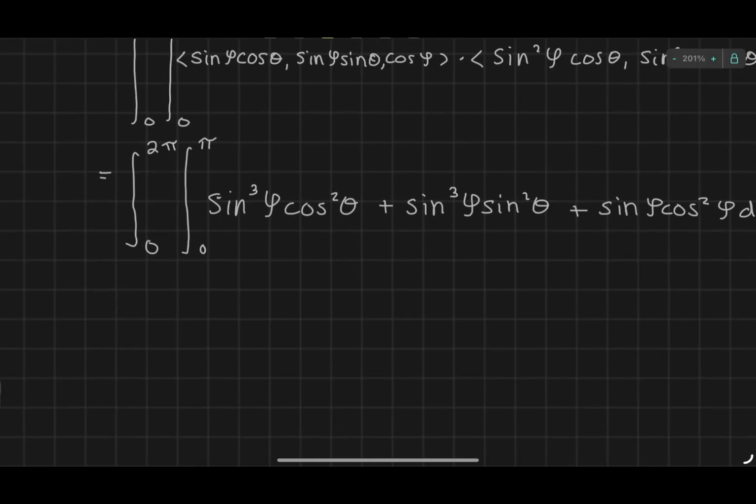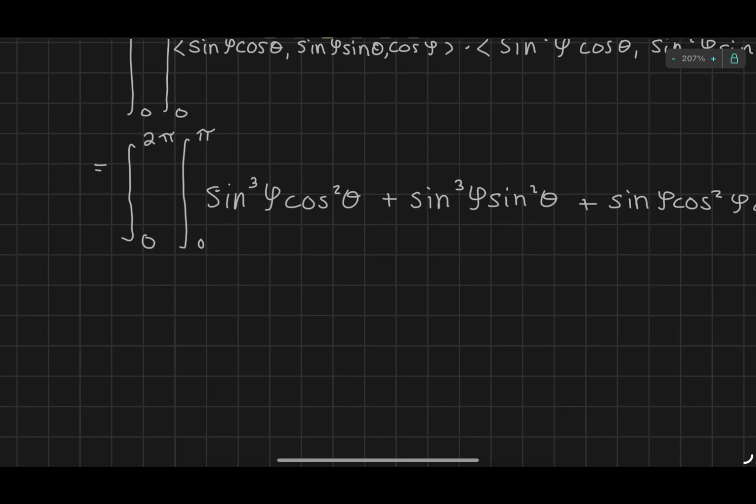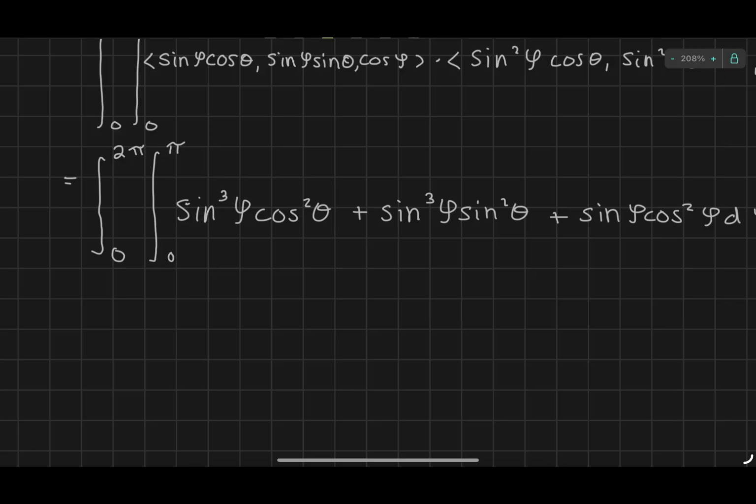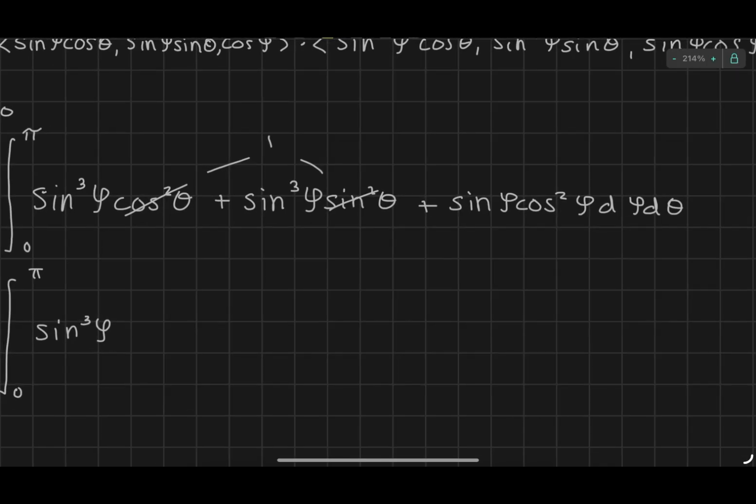D phi d theta. Notice if we factor out that sine cubed of phi right there, well, that cosine squared of theta plus sine squared of theta just goes to 1. So we can just simplify that. That is going to be sine cubed phi, and then that's just going to go to 1. And then we're going to have plus sine phi cosine squared of phi, d phi d theta.